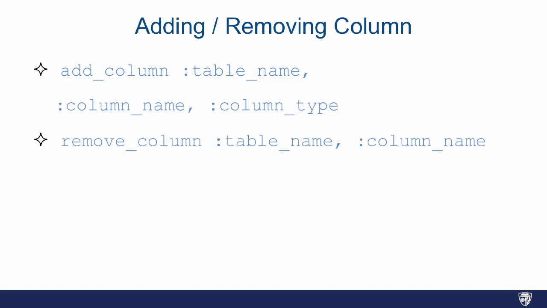Okay, so adding columns and removing columns. To add a column, you could do add column and table name, and the column type that you want to add. And to remove a column, you would just specify the table name and the column name. There's no reason to specify the column type because you don't really care. You just want to remove that column.